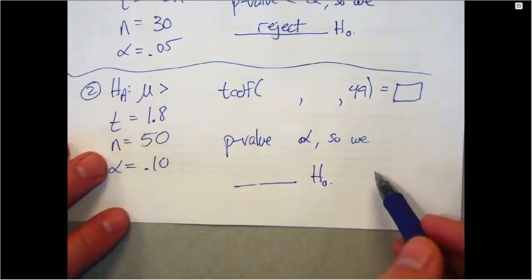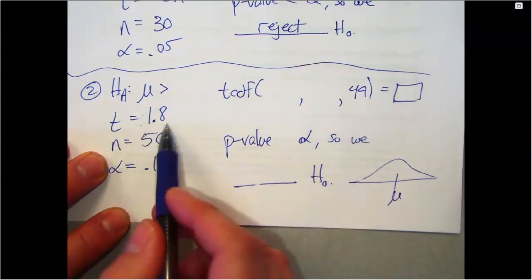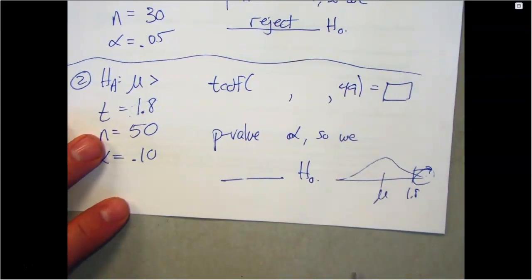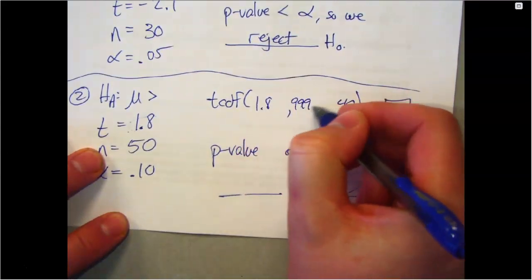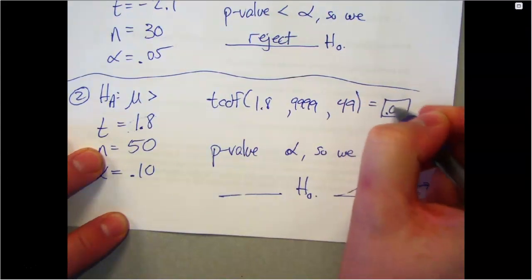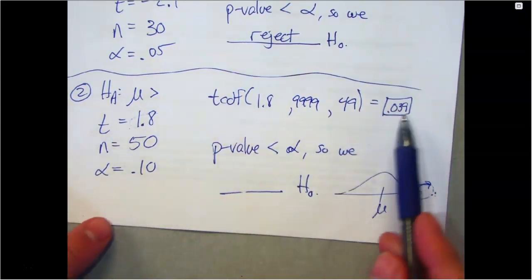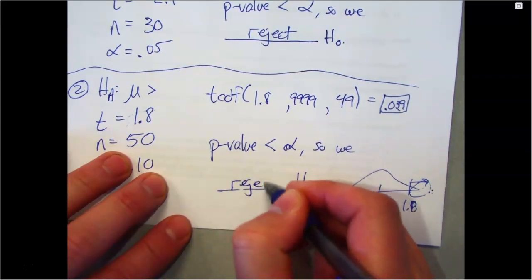So again, I don't think about the if this and this. I'm just going to draw it out, and my t value 1.8 is positive, so it's way over here, and I always want to go toward the tail. So what number is way over here on the right? 999 or infinity. So I want to go from 1.8 to infinity. 1.8 goes here, 999 goes there, and I got 0.039. And 0.039 is less than alpha, my 0.10. So I would then reject.